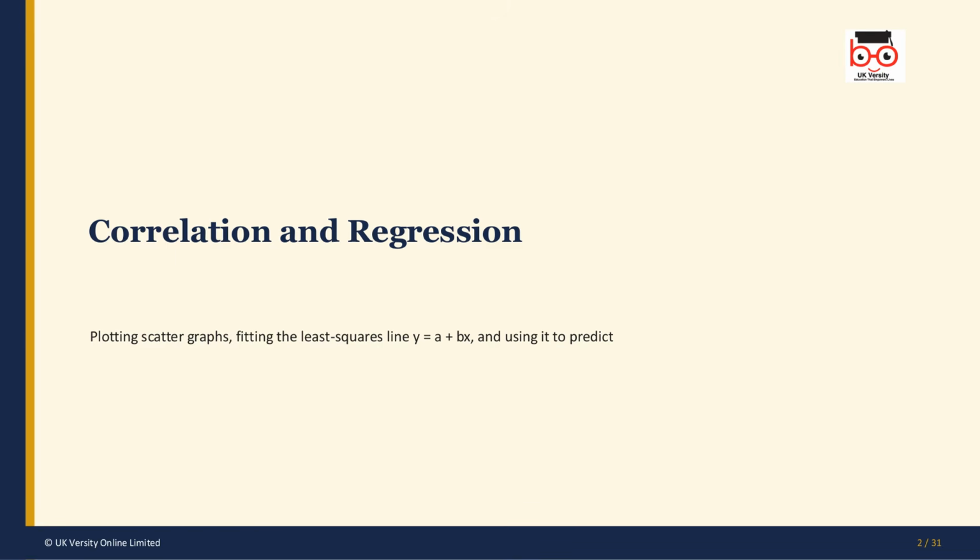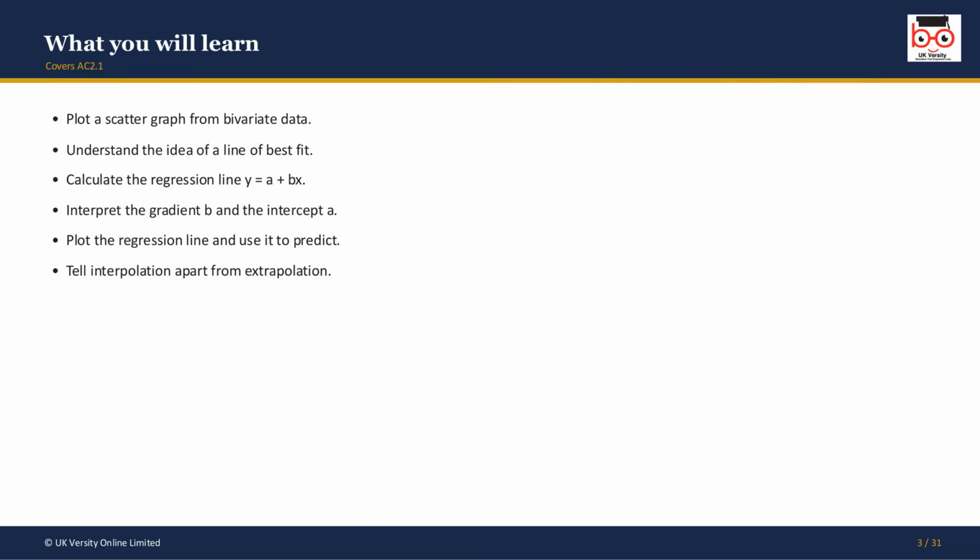Welcome to the second outcome, all about spotting and measuring straight line relationships between two quantities. We'll plot scatter graphs, fit the least squares line, y equals a plus bx, and then use it to make predictions.